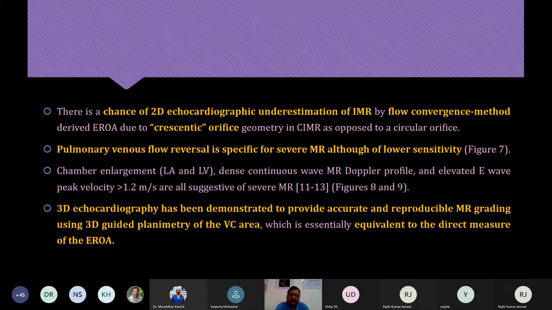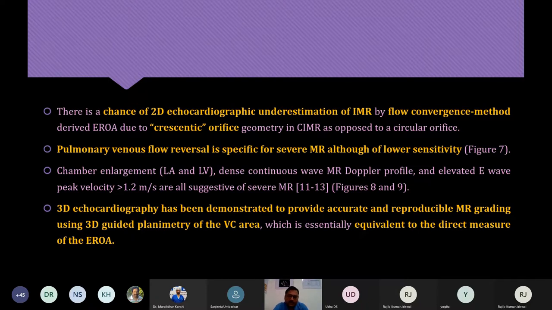There is a chance of 2D echocardiographic underestimation of ischemic MR by the flow convergence method derived EROA, due to the crescent-shaped orifice geometry of ischemic MR. Pulmonary venous flow reversal is specific for severe MR, although it has a lower sensitivity. Chamber enlargement, dense continuous wave Doppler, and elevated E wave velocities are to be considered when you are labeling that particular MR as severe. Not only the quantitative, we have to consider all these semi-quantitative methods also.